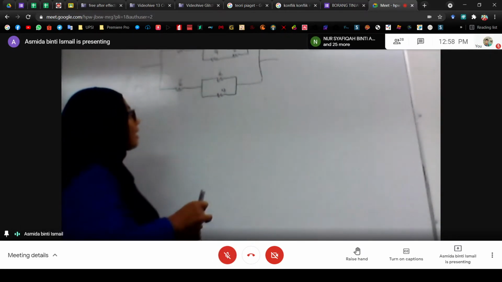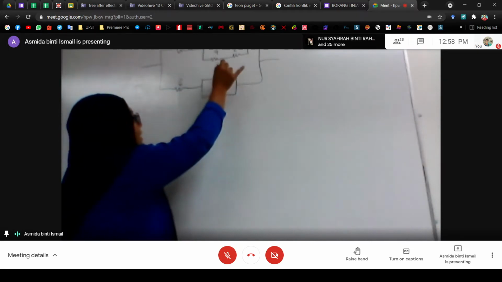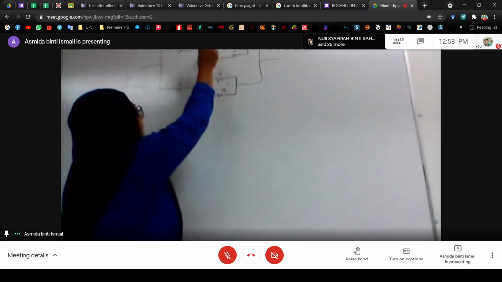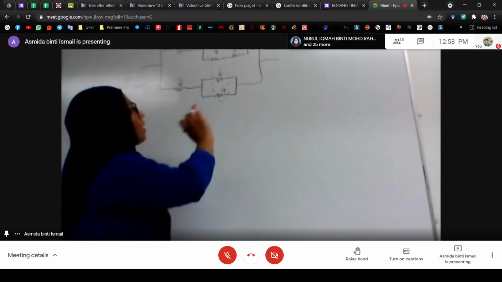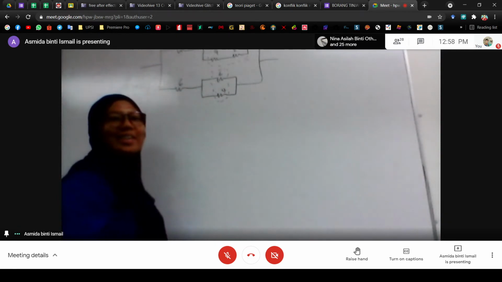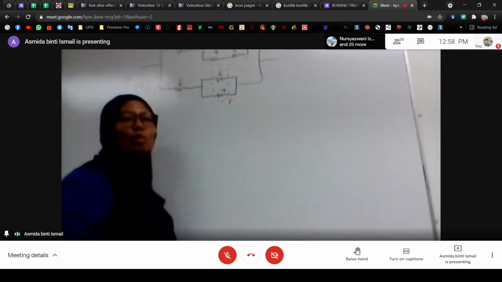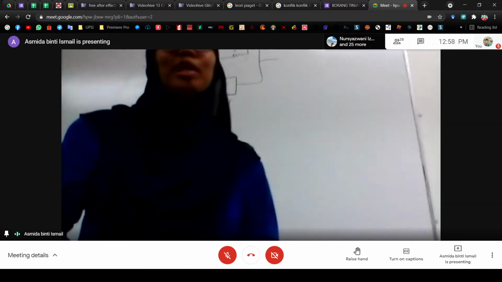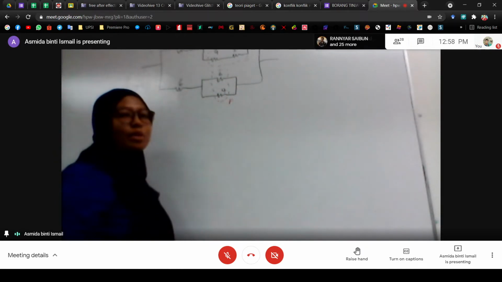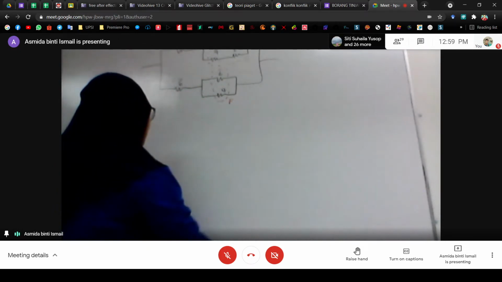From this, okay, we know that if you look at this circuit, we know that this is a parallel. This is a parallel. This one is a series. This one is a series. This is series. Okay. And this is parallel. Okay. This is series and this is parallel. So we simplify that first.